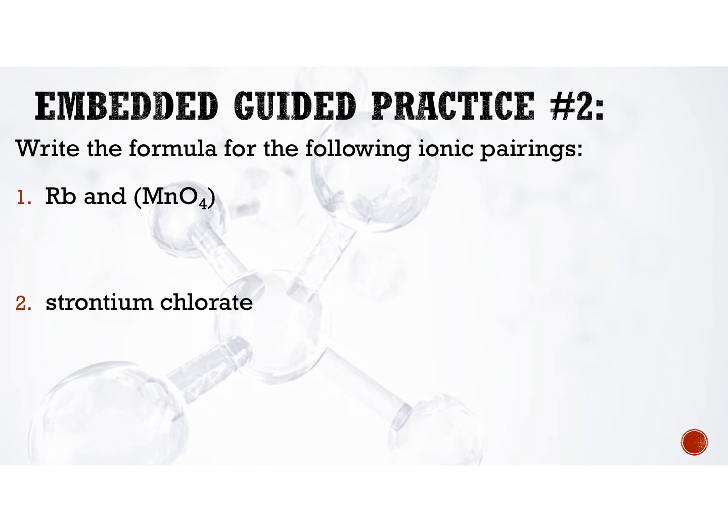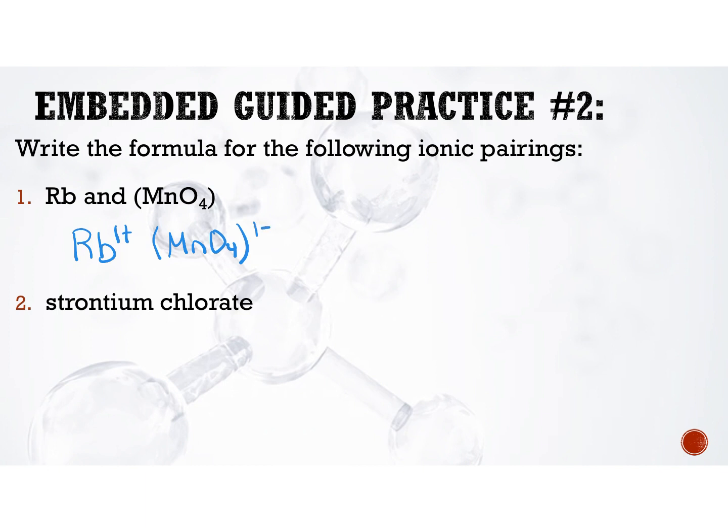Okay, so rubidium, Rb. We look at the periodic table. We see that rubidium is in group 1A. That means that it has one valence electron. It's a metal. It's going to lose that. And we'll end up with a 1 plus charge. When we look at the back of our periodic table for MnO4, we see that that polyatomic ion is permanganate, and permanganate has a 1 minus charge.